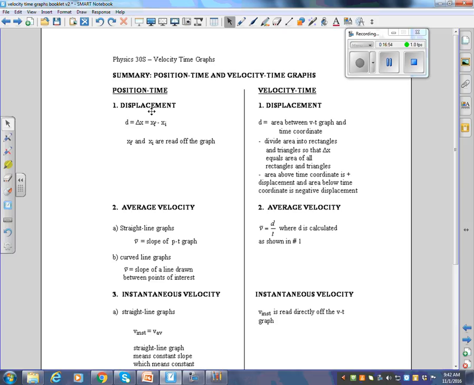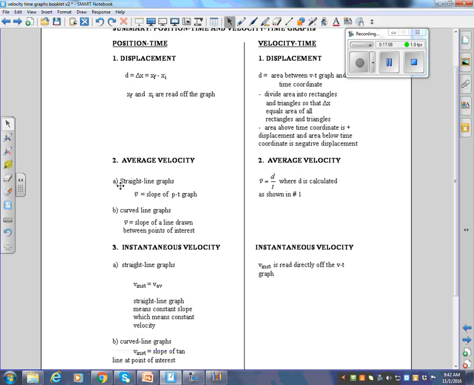If you're asked to find displacement, what do you do? Right? You read the final position and the initial position and you read them off a graph. This is for a position time graph. If you're asked to find average velocity on a position time graph, it is the slope. And if it's a straight line graph, what do you do? Find the slope. What if it's a curved line graph? No, not a tangent, because it's average velocity, so you connect the endpoints and find the slope.